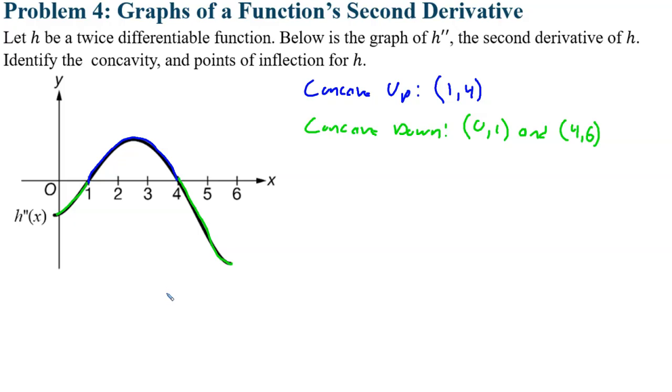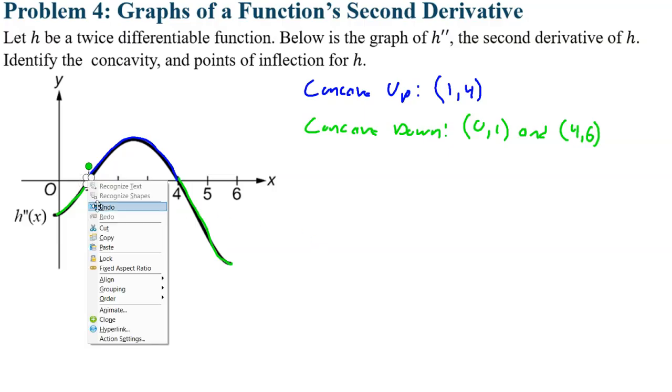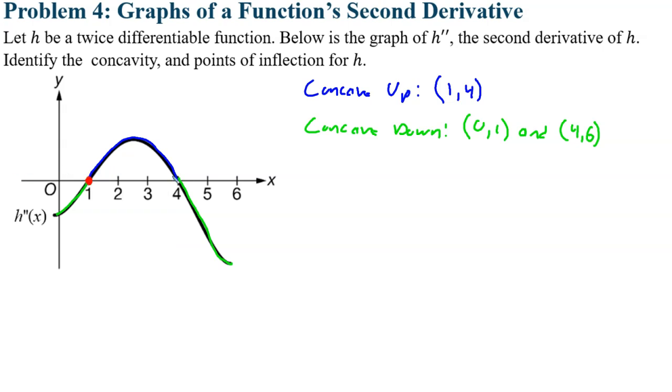And then finally our inflection points, that's going to be where our graph of the original function h changes concavity. And as far as our second derivative goes, that's just going to happen where it switches signs. So we know we're going to have a point of inflection at 1 and 4. Those will be the changes in concavity of that original h function.